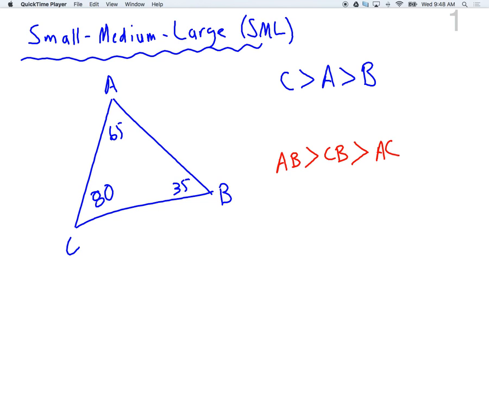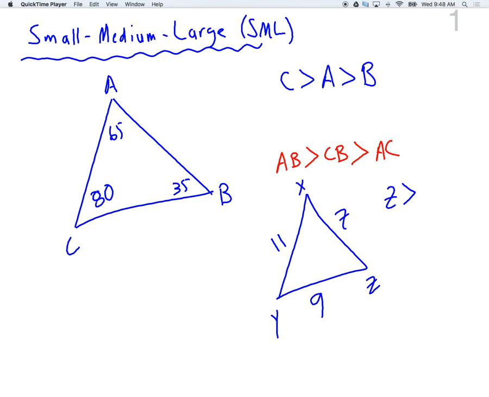So if we start with the side lengths, let's suppose we have a triangle. We'll call it XYZ. And I know that this is 7, this is 11, and this is 9. Which angle is biggest? Go. Z. Which angle's in the middle? X. And by process of elimination, Y would be the smallest. Okay? Easy concept? Beautiful. So that's the small, medium, large theorem.